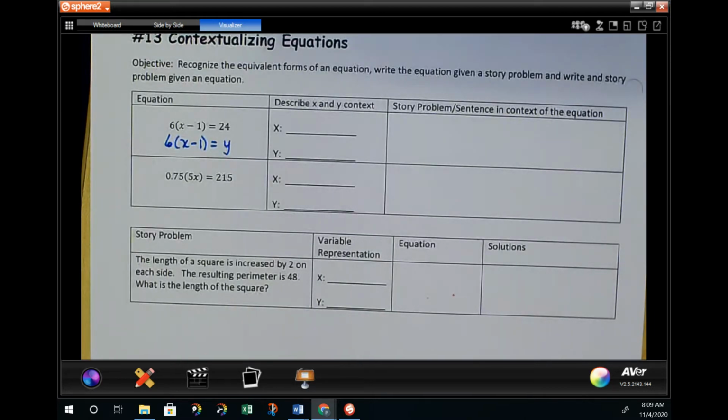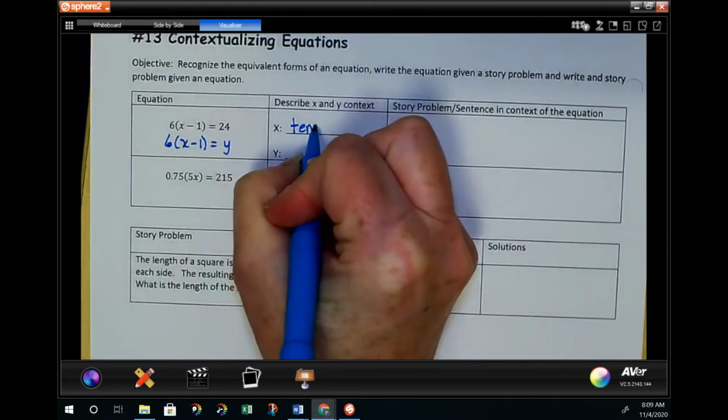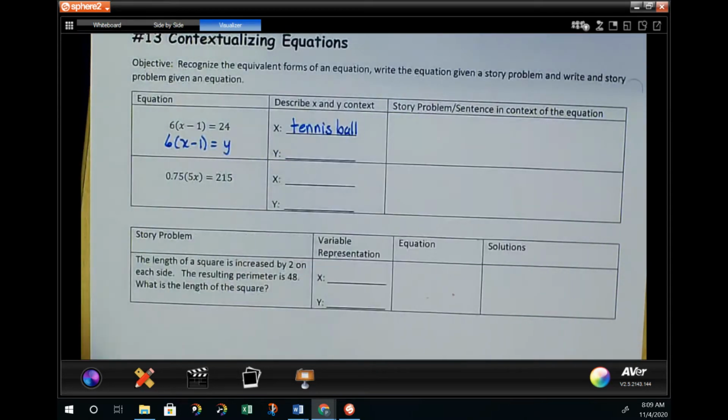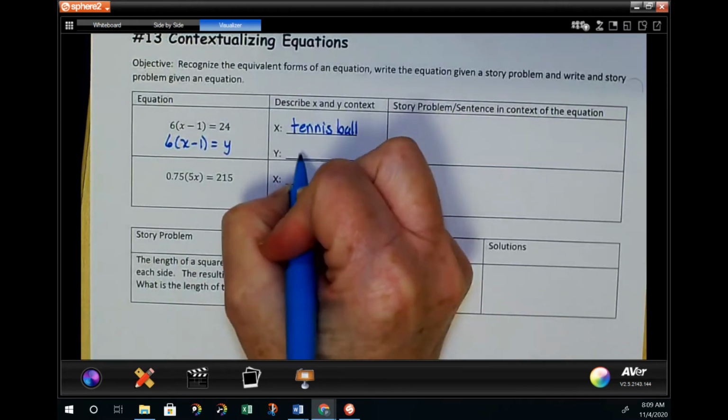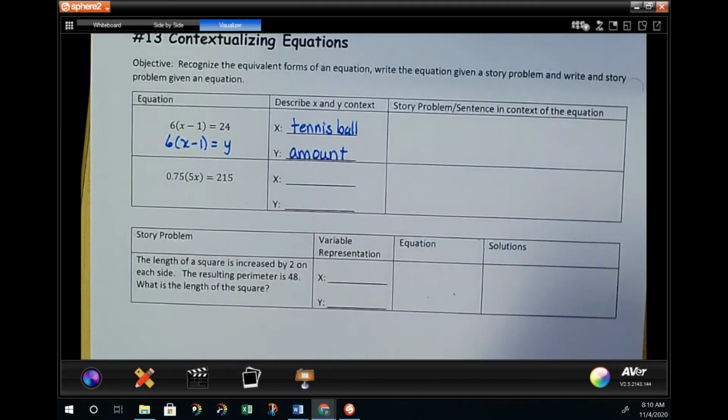One of those things, if you just talk about a tennis ball, so x would be your tennis ball. x is going to be the total number of tennis balls you can have, or x is the number of balls that you purchased, and then y is going to be the amount, because we're going to spend $24.